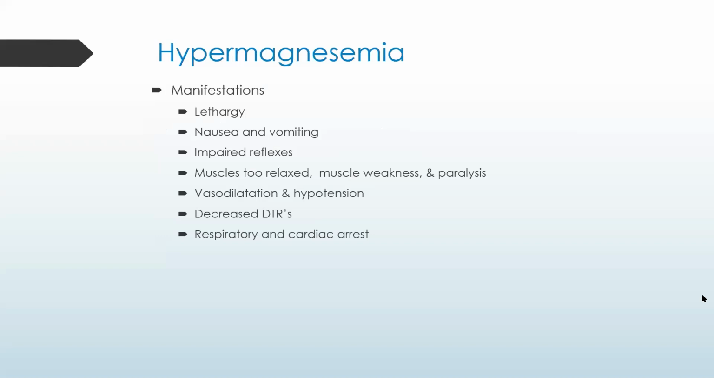Excess magnesium inhibits acetylcholine release at the myoneural junction and calcium movement into cells, impairing nerve and muscle function. Initial manifestations include hypotension, facial flushing, lethargy, urinary retention, nausea, and vomiting. As the serum magnesium level increases, deep tendon reflexes are lost, followed by muscle paralysis and coma. Respiratory and cardiac arrest can occur.